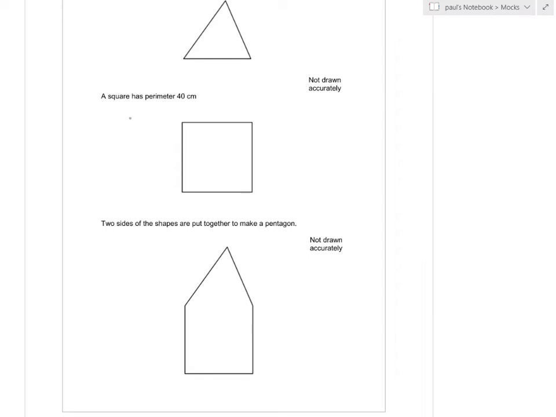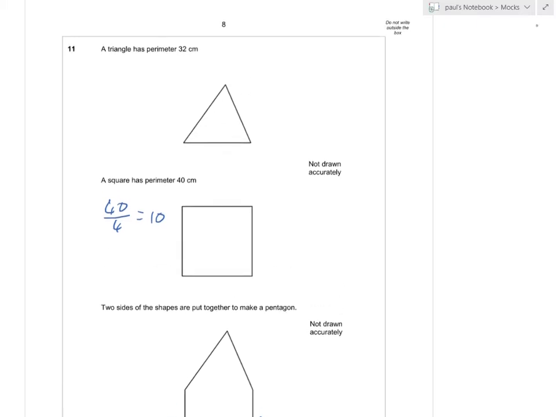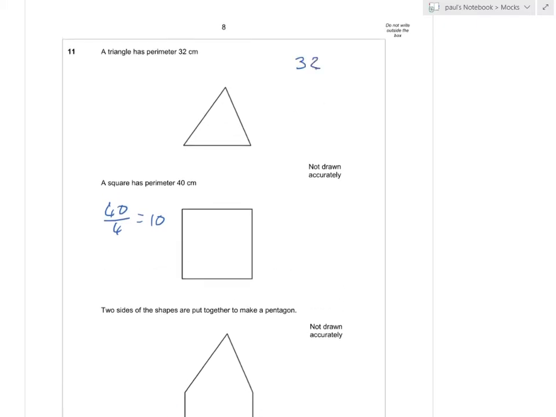The square has a perimeter of 40. So if I do 40 divided by 4, that equals 10. So I've got 10, 10, 10. And the triangle's perimeter is 32, so divide that by 3. Oh, that's awkward. 3's into 32. 3's into 3 goes 1, 3's into 2 doesn't go. 3's into 20 goes 6, and 2 over. 10.666666.